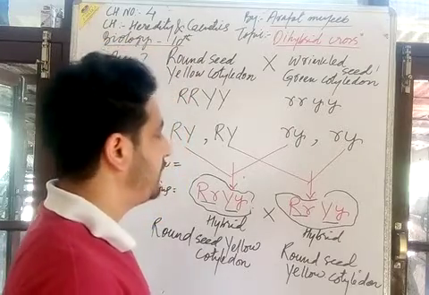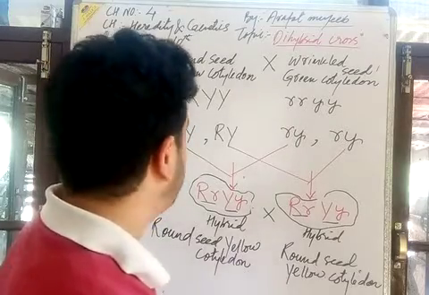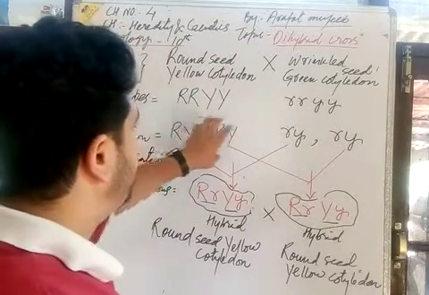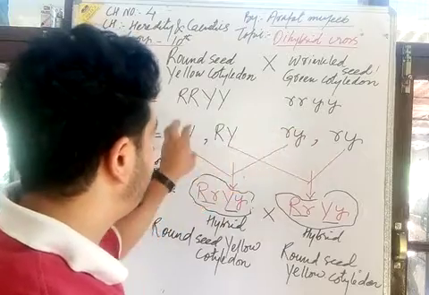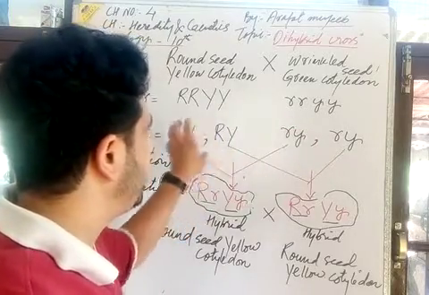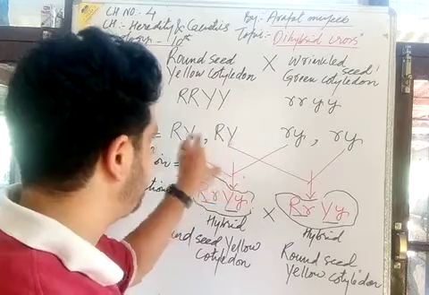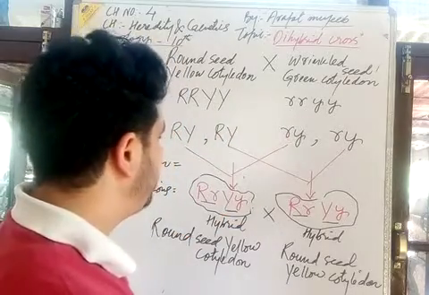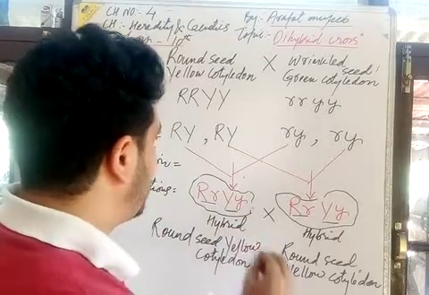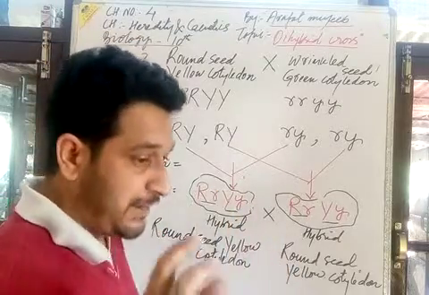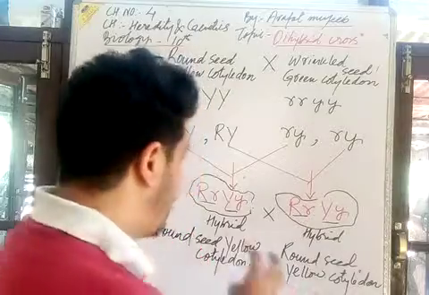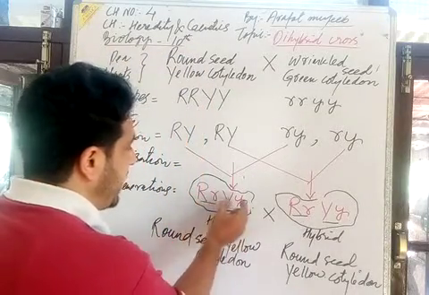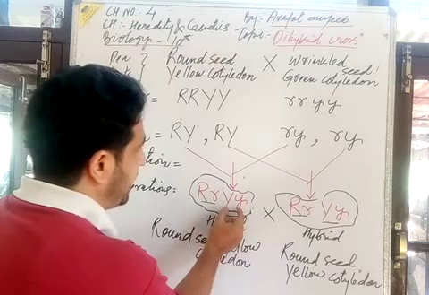Here I have to tell about the law of independent assortment. In the law of independent assortment, when there is gamete formation, after gamete formation there is a recombination of gametes. When there is a recombination of gametes, this gamete and this gamete recombine, but still in the recombination they assort themselves. Here in the hybrid, this one has maintained its character, and this one has also maintained its character.